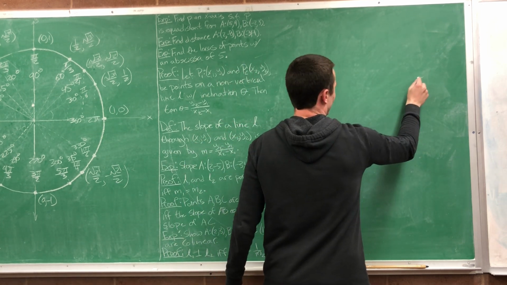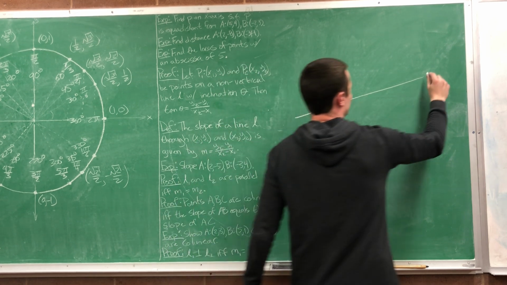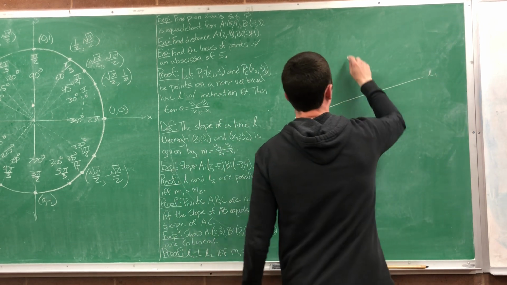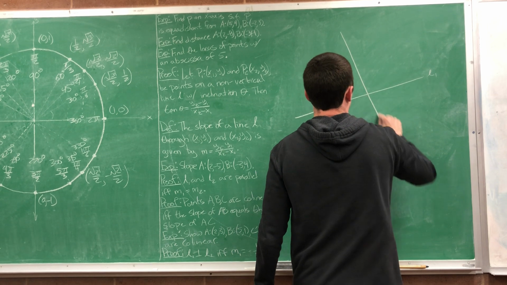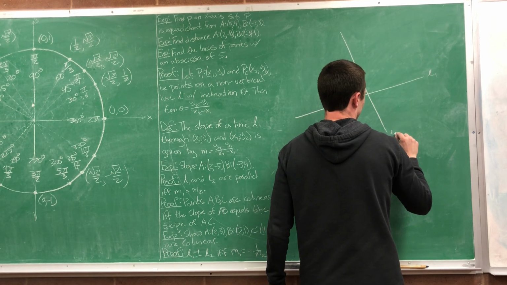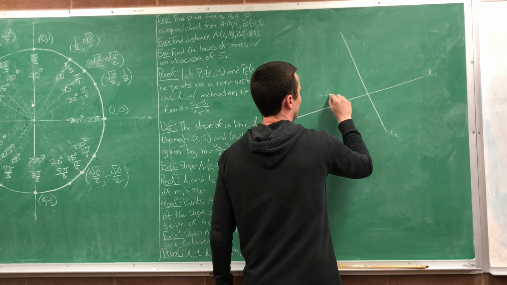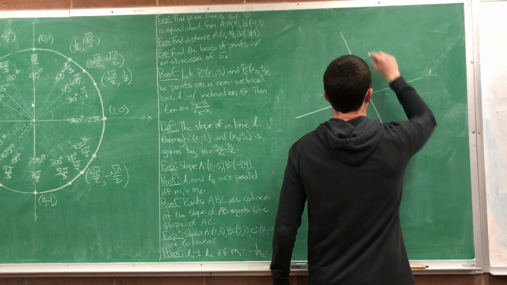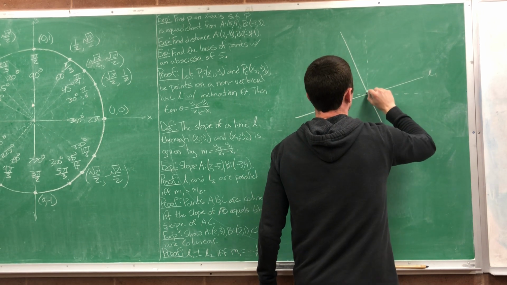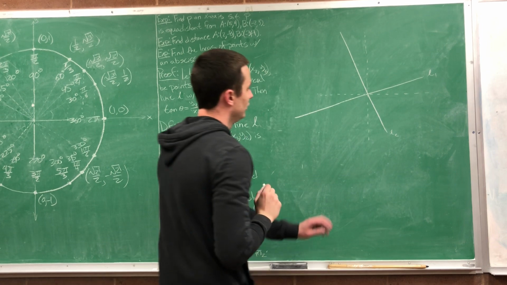So here's L1, and I'll draw L1 more slanted so it's more obvious which is which. Here's L1. Here's L2. And then here's my shifted coordinate system. With me?